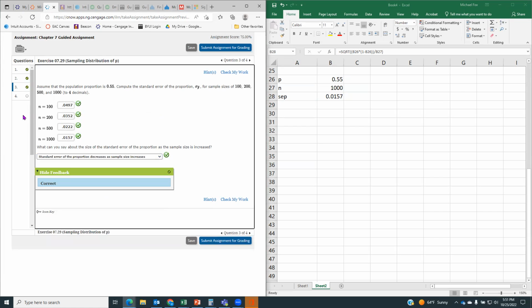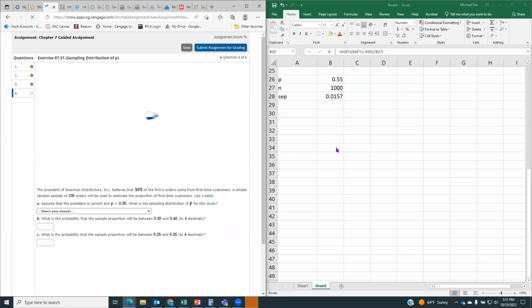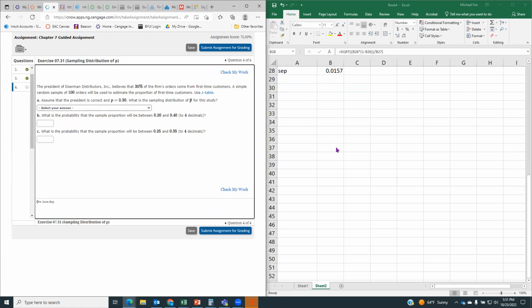All right, and finally we'll go on to number 4. So number 4 here, we have the president of Dorman Distributors, Inc. believes that 30% of the firm's orders come from first-time customers. A simple random sample of 100 orders will be used to estimate the proportion of first-time customers. Assume that the president is correct and P equals 0.3. What is the sampling distribution of P bar, which would be the proportion of the sample for this study?